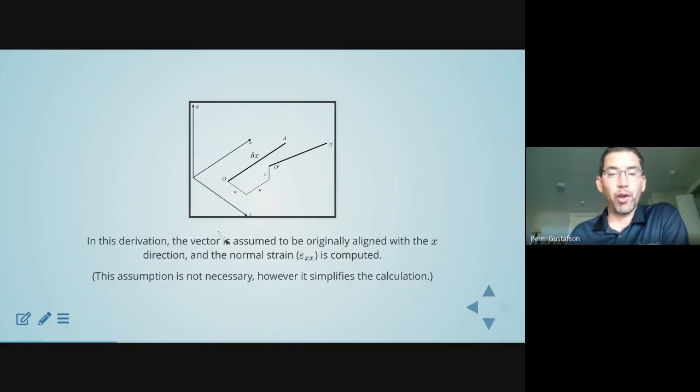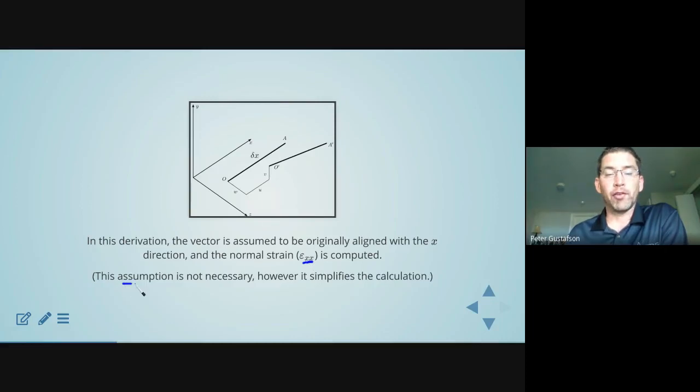Now, for our purpose, we're going to assume that this vector OA is aligned with the x direction. And we're going to ultimately compute what we're going to call the normal strain, epsilon xx. Normal in the sense that we have normal and shear, just like we did with stress. So xx, yy, and zz, with 2 identical subscripts, are all the so-called normal strains. Then we'll have shear strains xy, xz, and yz. But we're going to focus first on the normal strain.